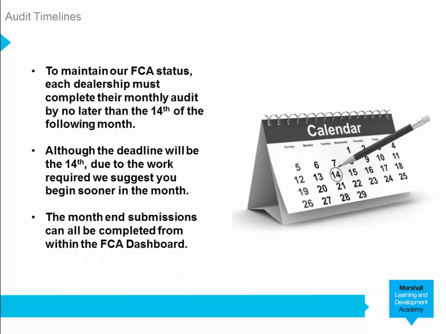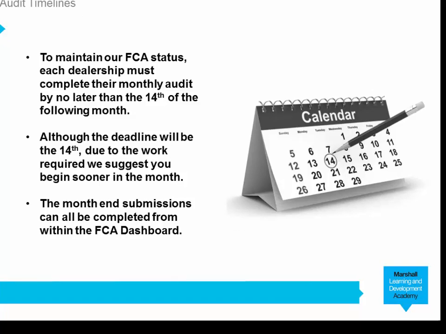It's important to remember that to maintain our FCA status, we must complete our monthly audit by no later than the 14th of the following month. Although the deadline is the 14th, we do suggest you start working much sooner, as there may be some investigation that's required before your audit can be completed. The month-end submissions and all the work that's required can all be completed from within the FCA dashboard system itself.